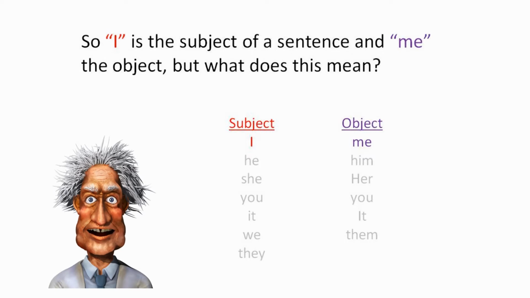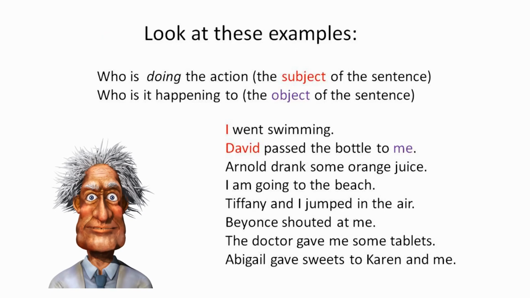So, if you can work out in a sentence if you're using a pronoun as a subject or object of the sentence, you'll be getting these right. As long as you remember, I is the subject, me is the object. So let's look at an example. We'll start with an easy one, which is I went swimming.